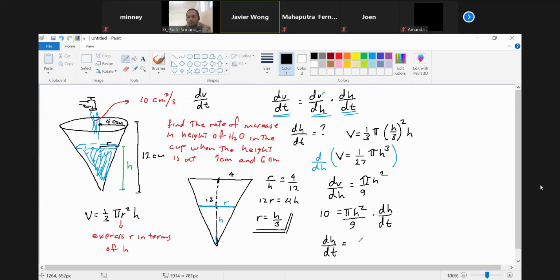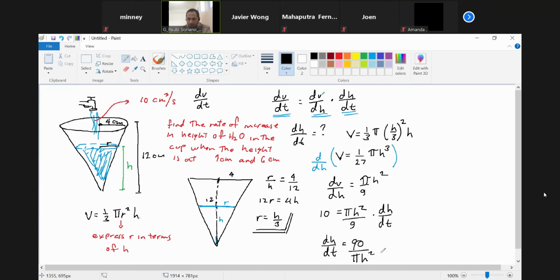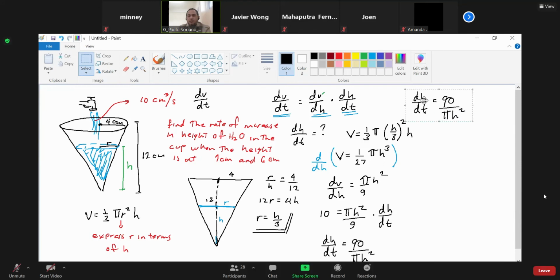In decimals, teacher. Just leave it as pi. So it would be 90 over pi h squared. Okay, done. 90 over pi h squared. This is now our function for the speed, or the rate of the height, how fast it is now moving up or increasing.